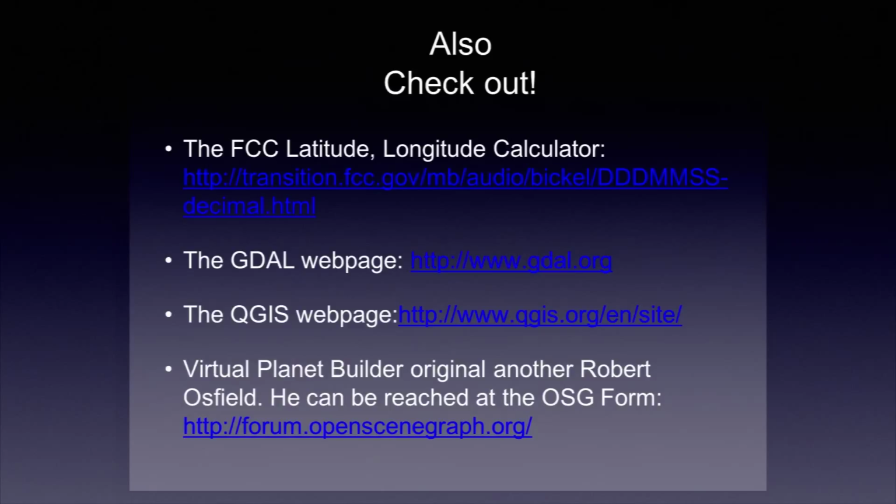Also, a few more places to check out. This is the FCC latitude and longitude calculator. It's very useful for taking degrees, minutes, and seconds and turning it into latitude and longitude in decimal form. There's, of course, the GDAL web page, which is always useful, as well as the QGIS web page. Virtual Planet Builder's original author can be reached through the OSG forum, and there's a link to that.